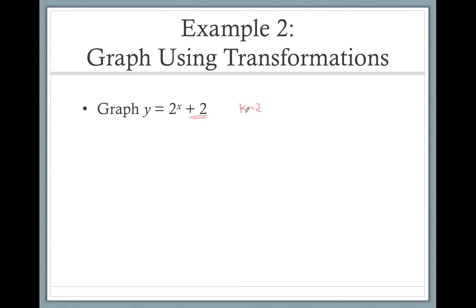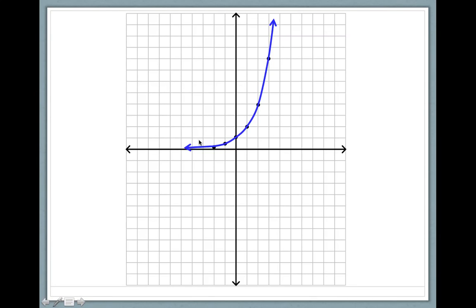And the effect of k is to move the graph up and down. So since k is a positive 2, it's going to take the basic 2^x graph and move it up 2 units. So here's the basic graph that we just graphed a minute ago. And now if I take every one of these points and move them all up 2 units, then I get my new graph, which is the one here in orange. And this is the graph of 2^x plus 2.